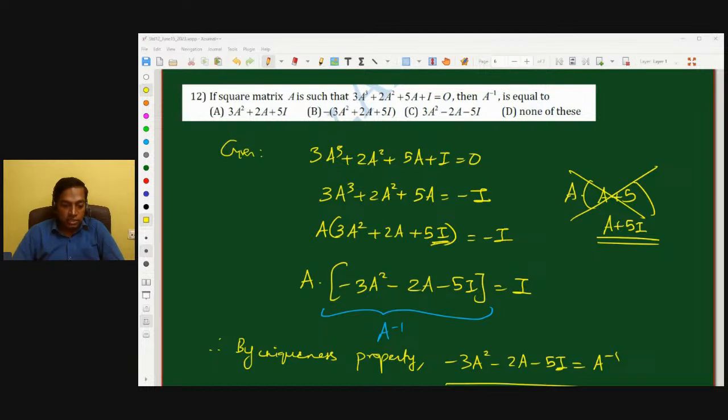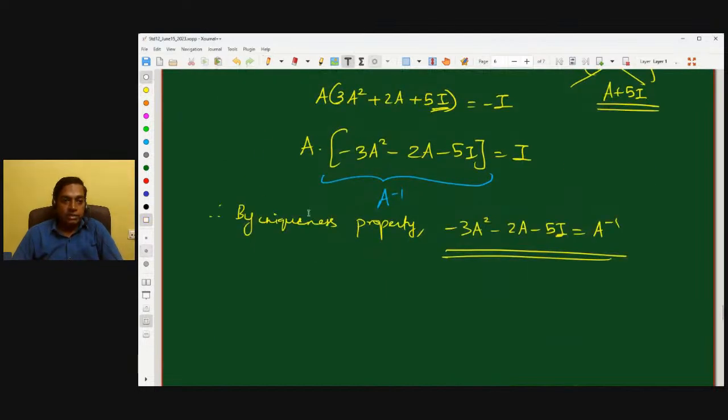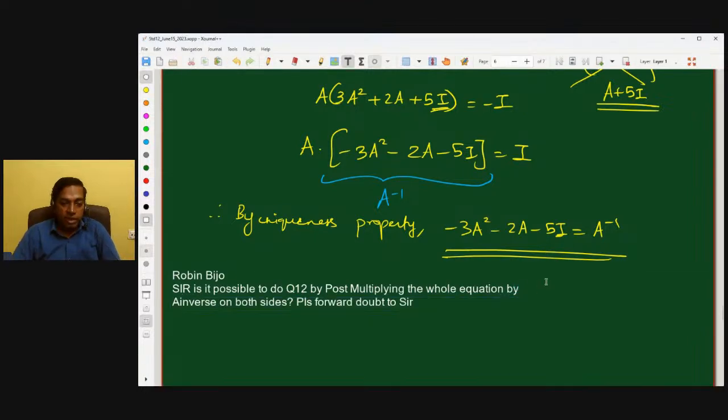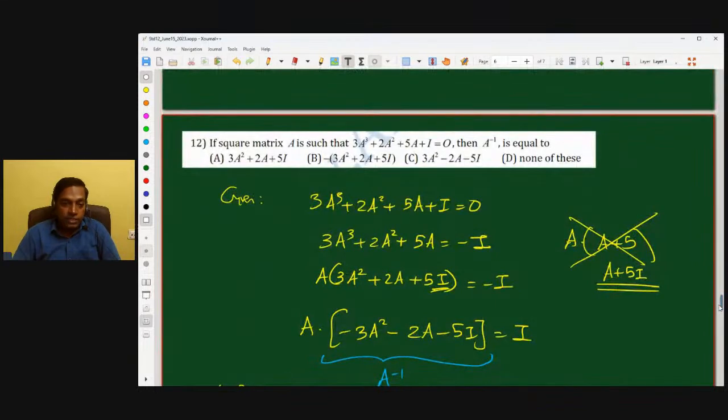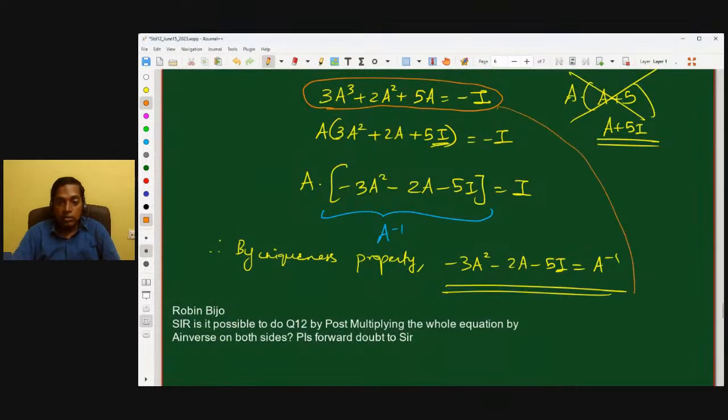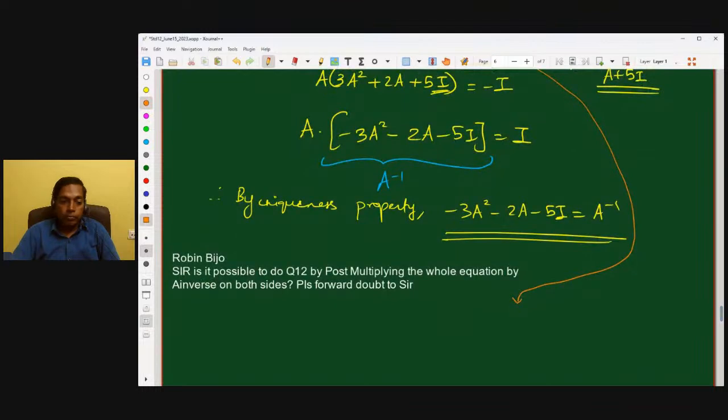Robin Bijo has asked a good question. Is it possible to do question 12 by post multiplying the whole equation by A inverse on both sides? It's a good question. Okay. Which equation? You have to do this equation. So, what you are saying is post multiplying by A inverse.